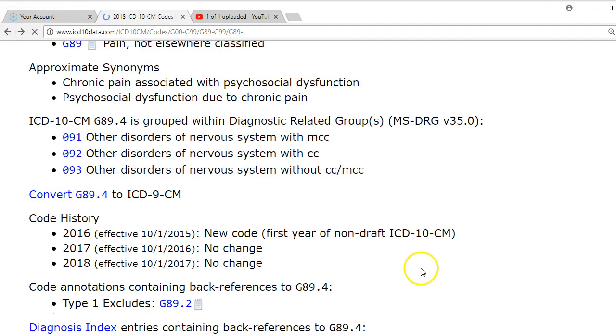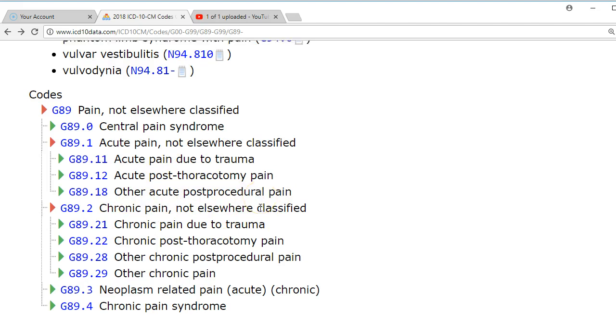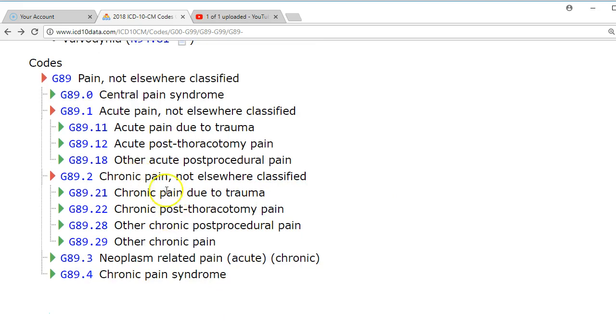In the other pain codes, we can see, again, G89.1, we have acute pain due to trauma, acute post-thoracotomy pain, and other acute post-procedural pain. For chronic pain, again, chronic pain due to trauma, chronic post-thoracotomy pain, other chronic post-procedural pain, and other chronic pain. And then G89.3 is neoplasm-related pain, acute or chronic. So again, for these, we just need to make sure we are picking out the proper pain code.